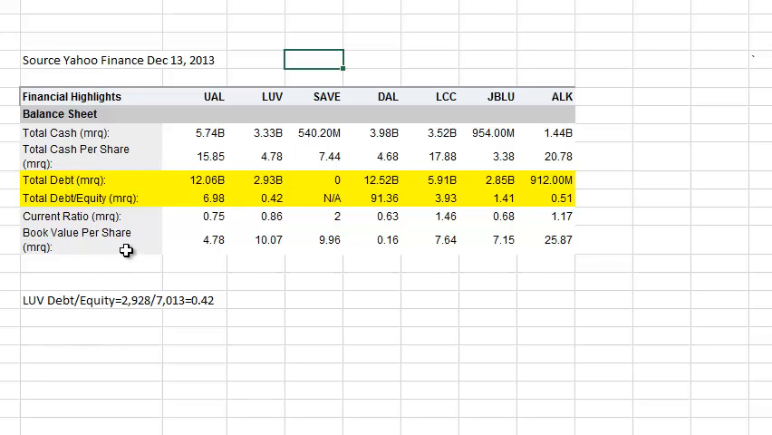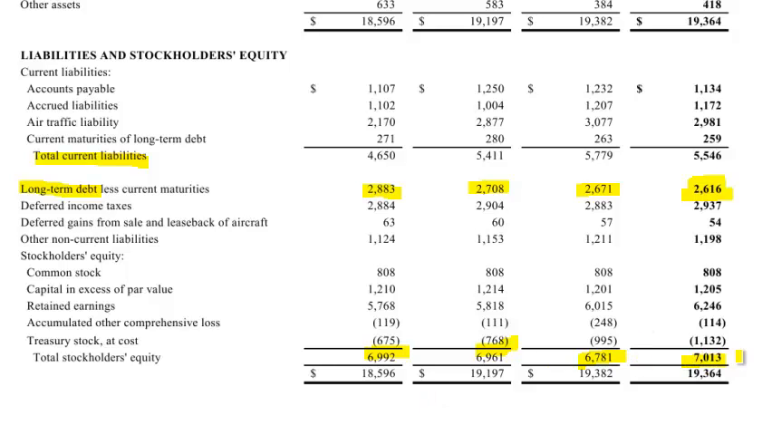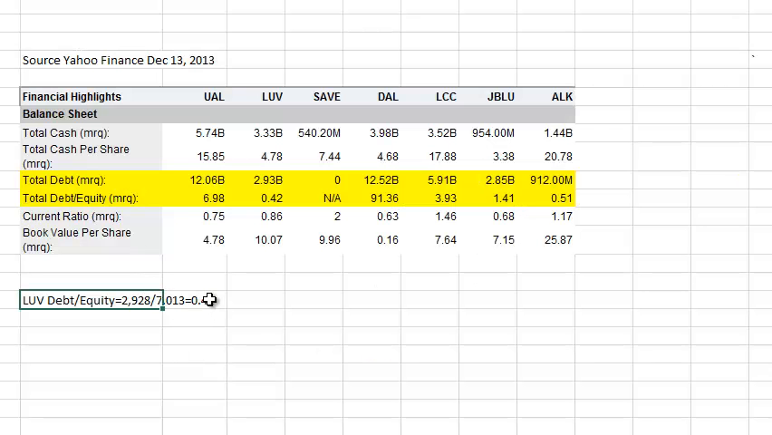In finance, a lot of figures are put into ratios so that it adds some context. For the debt to equity ratio, you take the total debt that the airline has divided by the equity that the airline has. Let's use an example. I put down the calculation for Southwest here. I took the $2.9 billion of total debt and divided it by their total equity. I simply took that $7.013 billion off of their total equity line, and you get this figure here, 0.42, which is what Yahoo has. So it's simply the debt divided by the equity.